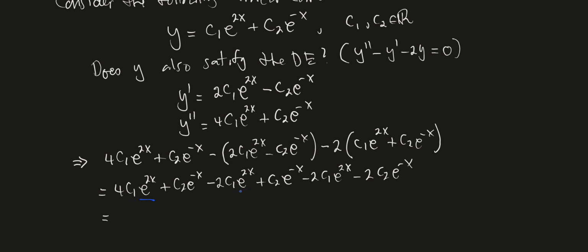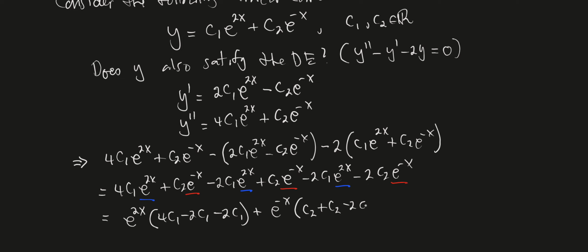So this, and this. And then let's group everything that has an e to the negative x. So this, and this. So what I'll do is I'll factor out the e to the 2x. That leaves a 4c1, and then a minus 2c1, and then a minus 2c1. And then factor out the e to the negative x. That leaves a plus c2, and then another plus c2, but then a minus 2c2.